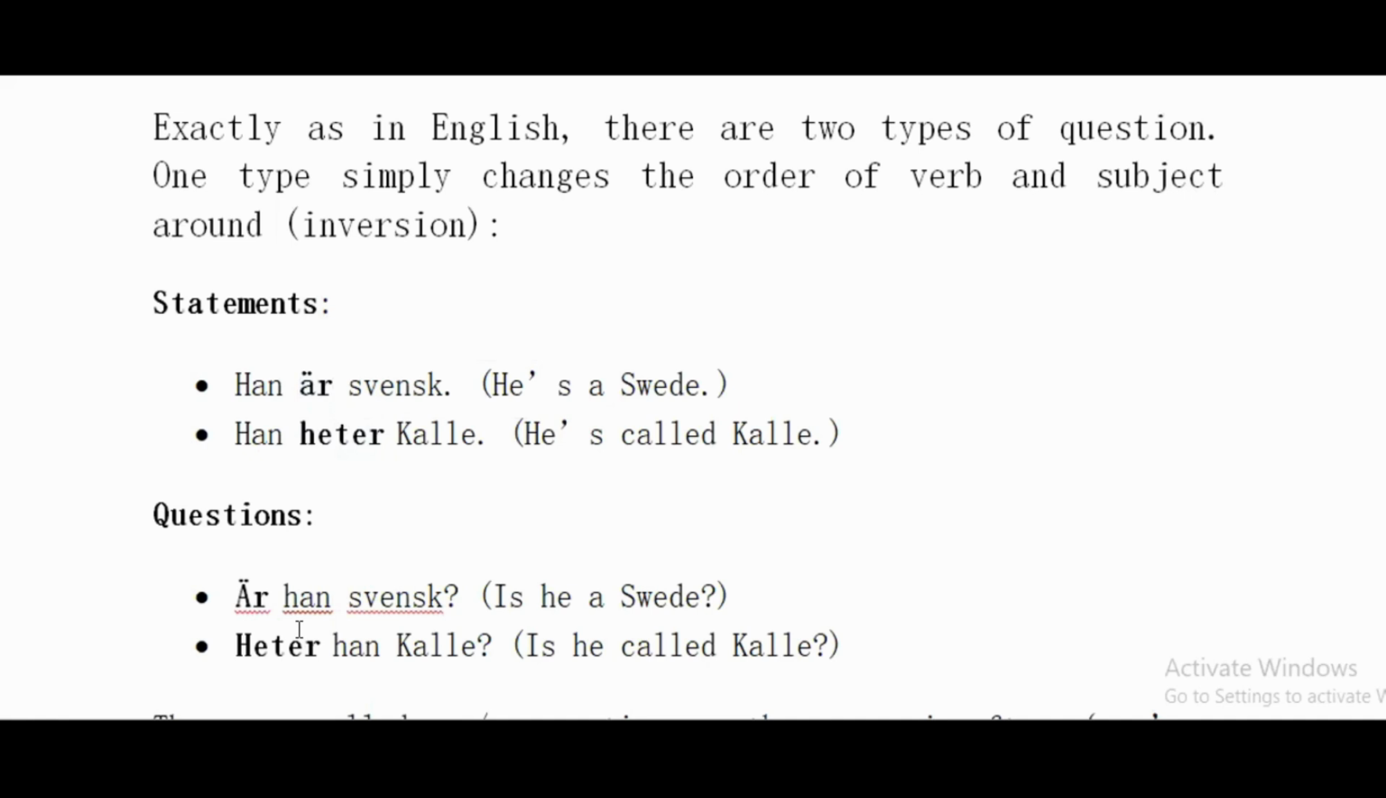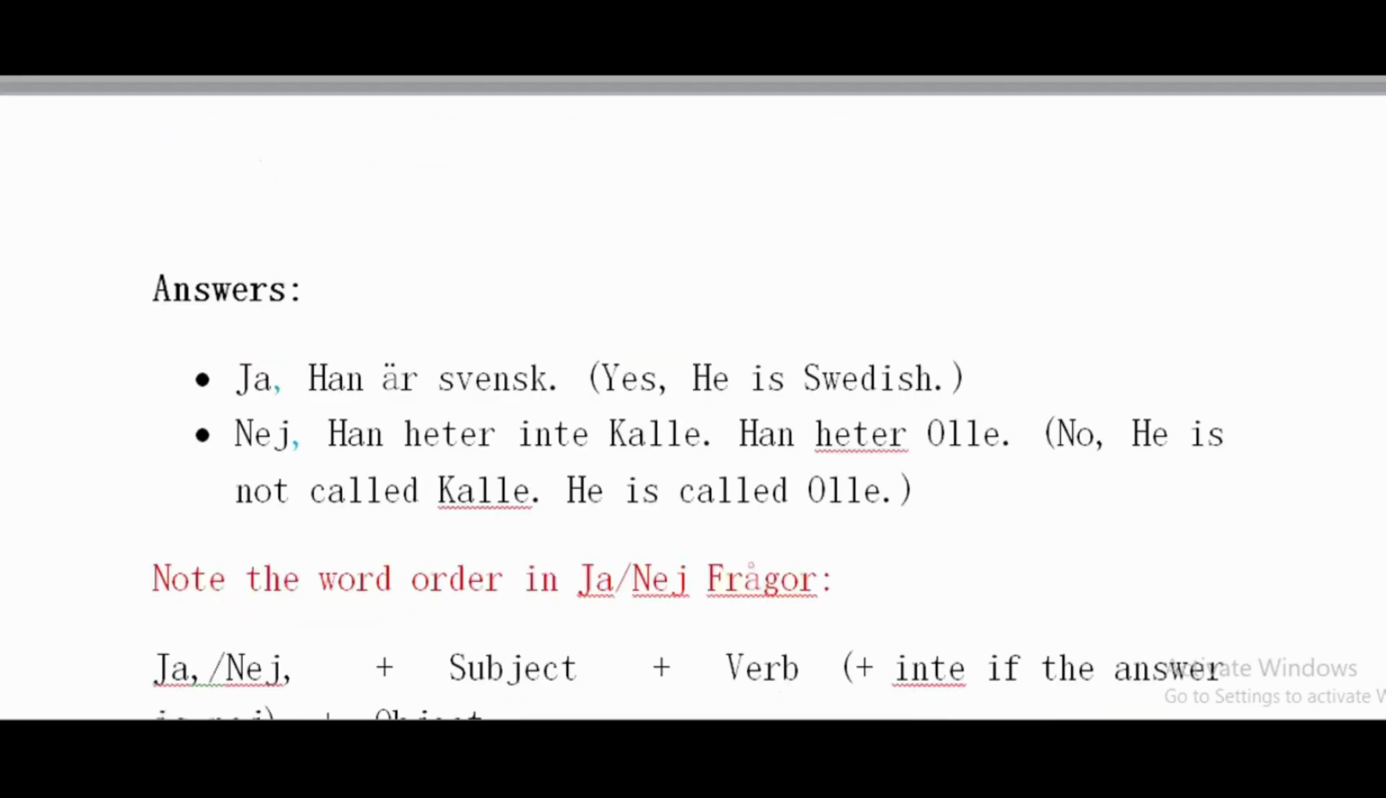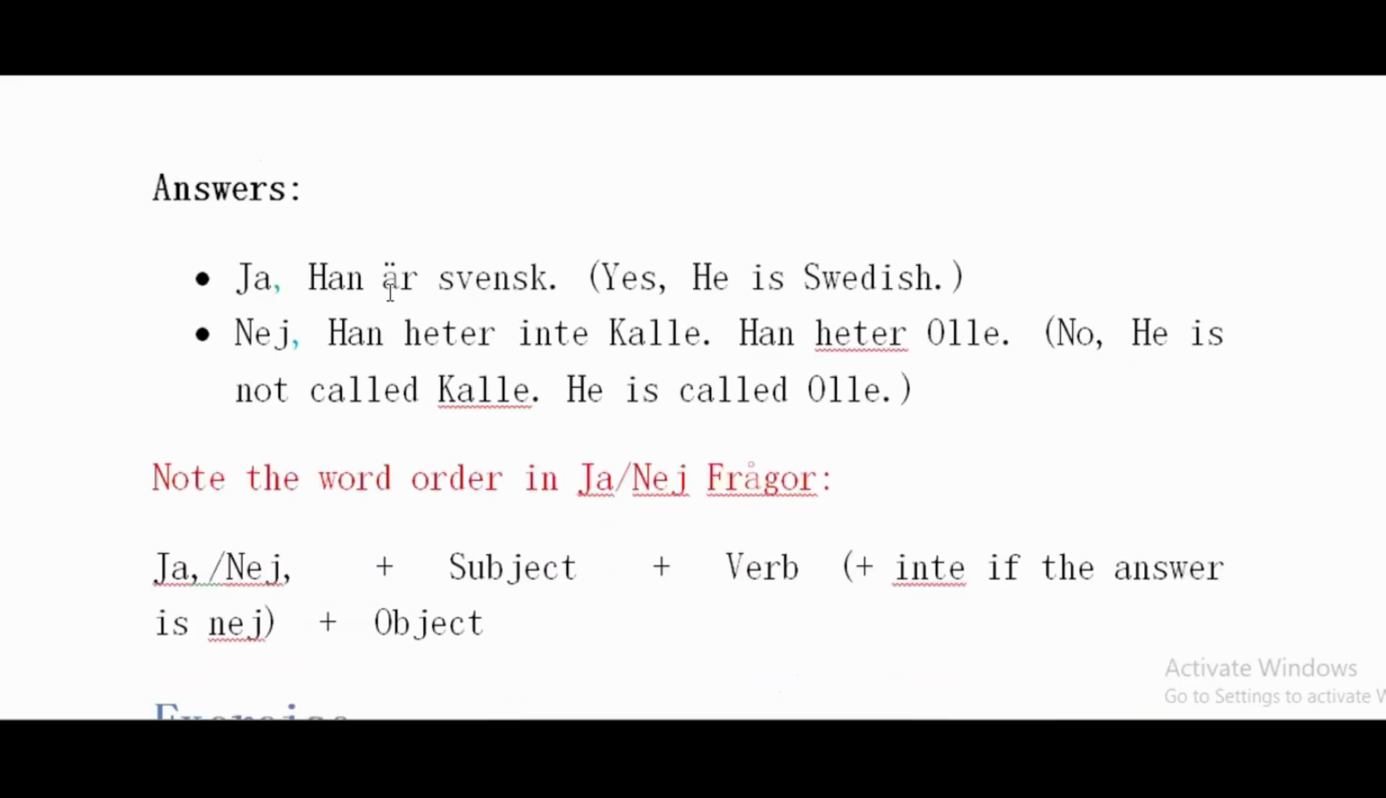Is he called Kalle? In this scenario, we can answer the question with only yes or no. There is no other way to answer this question. That's why we call them yes/no questions. Here we have answers: Ja, han är svensk. The question was, Är han svensk? When you answer this question, you have to place a comma to separate ja, and then you can start the next statement.